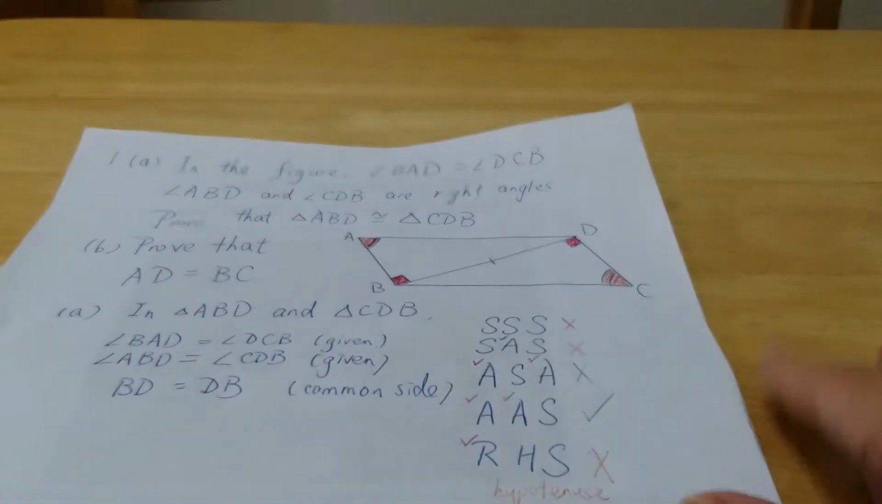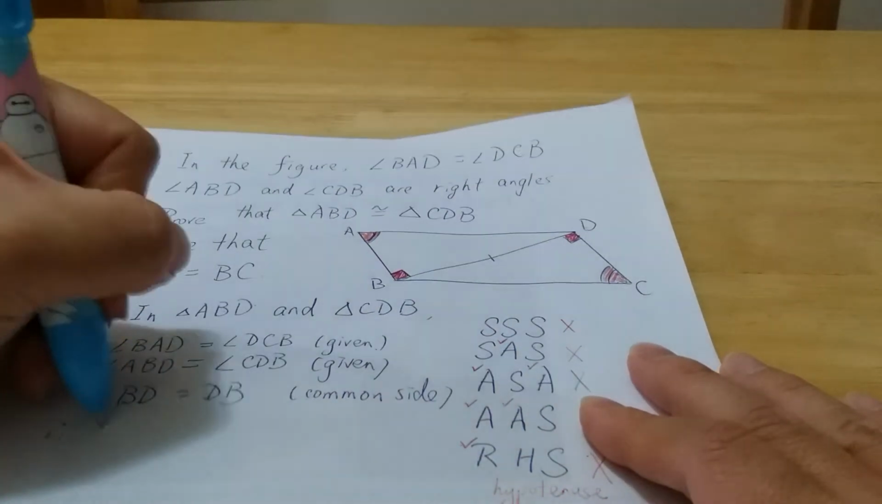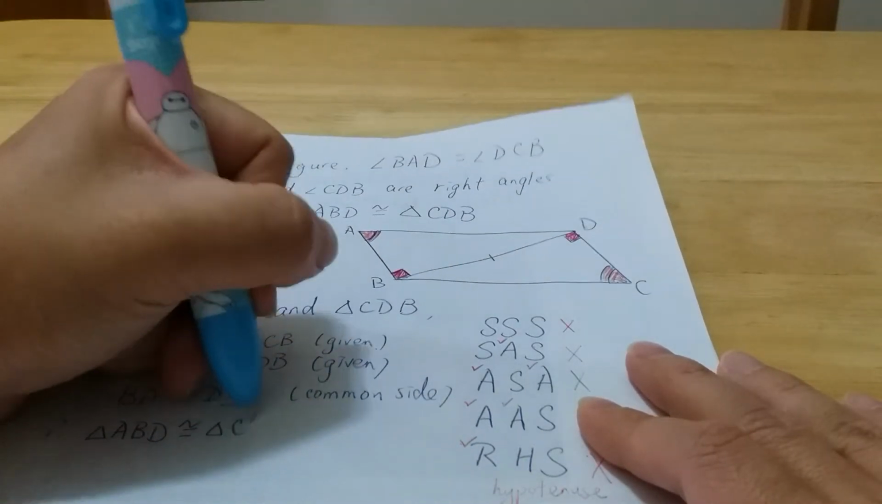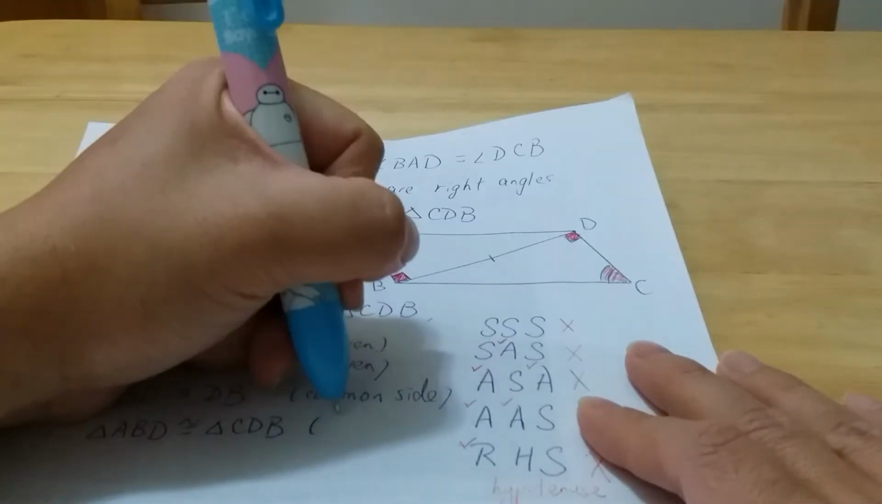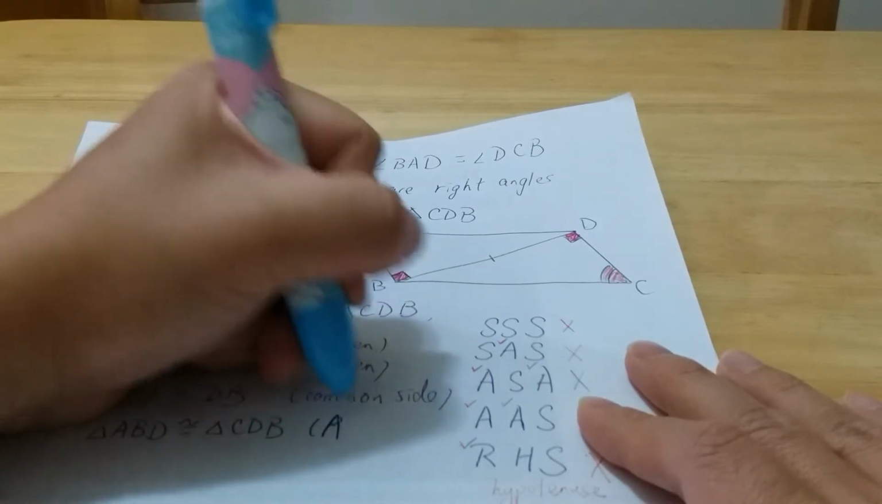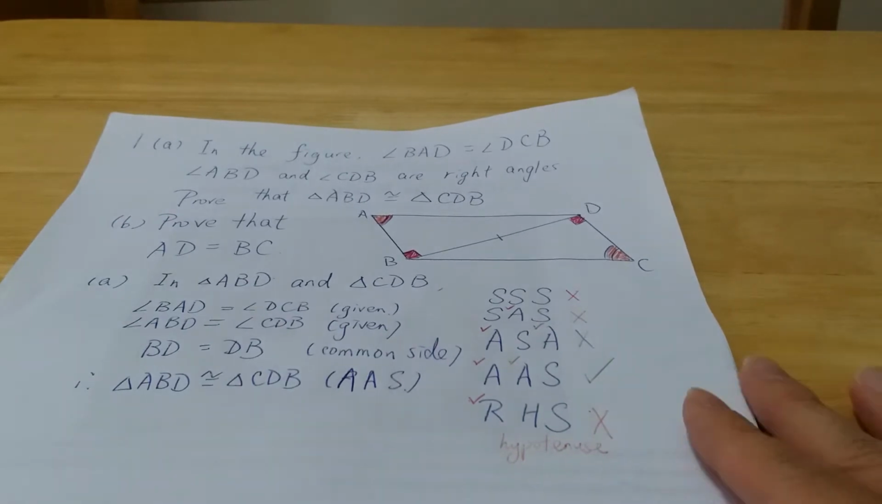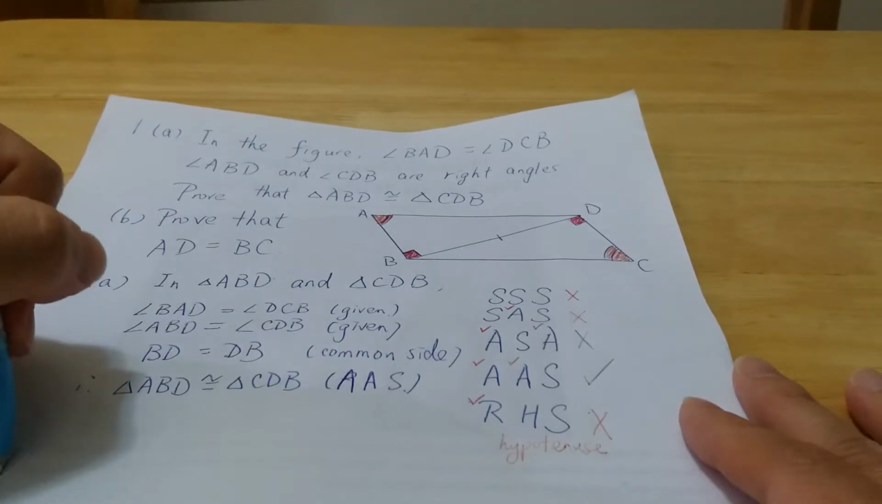So the last one: triangle ABD is congruent to triangle CDB. That is AAS. Okay, we have proved the first one. Next, we are going to do part B.